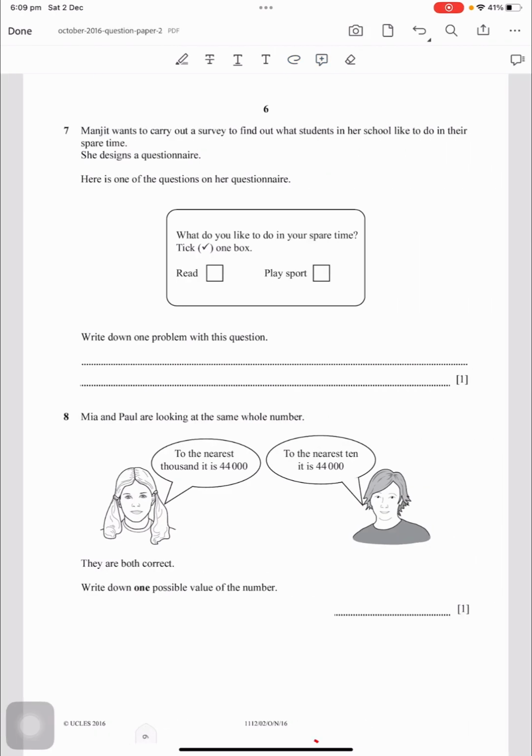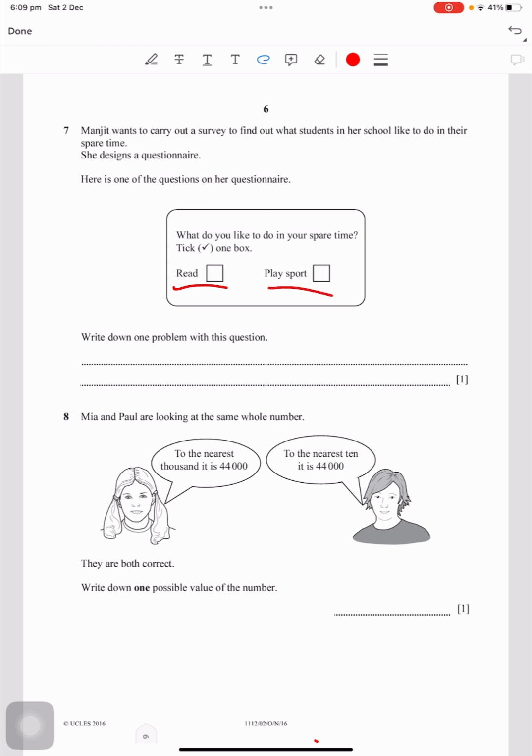Okay, let's flip the page. Here we are. Okay. Question number 7. Manjit wants to carry out a survey to find out what students in her school like to do in their spare time. She designs a questionnaire. Here's one of the questions in her questionnaire. Okay, so this is her questionnaire right here. And the question is, what do you like to do in your spare time? Tick one box. So the options are read or play sports.